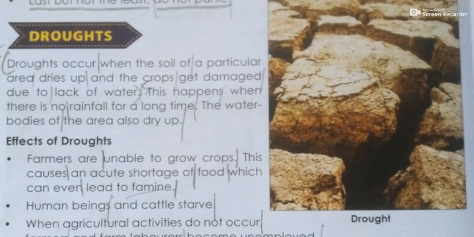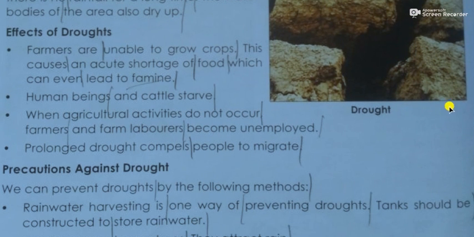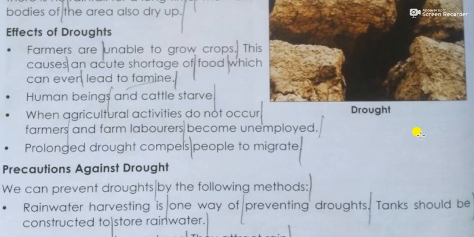Okay, so effects of drought. What are the effects? Farmers cannot grow any crops, and this will cause famine. So we will not have enough food, and human beings and cattle will starve. When there is no food, naturally everyone will be starving. Okay, when agricultural activities do not occur, farmers and farm laborers become unemployed. Okay, and this compels people to migrate.